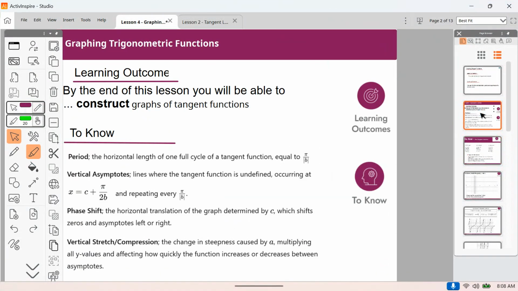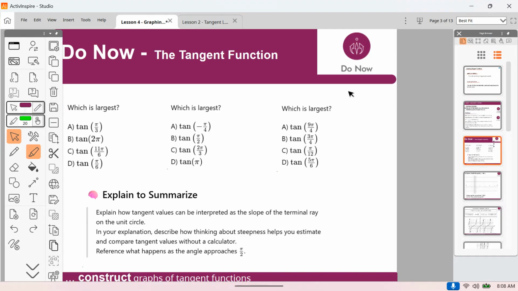Okay, so today we're going to look at graphing trigonometric functions. And one of the best things to do when you're graphing trigonometric functions is to look at where the asymptotes occur. So let's have a go at this do now.